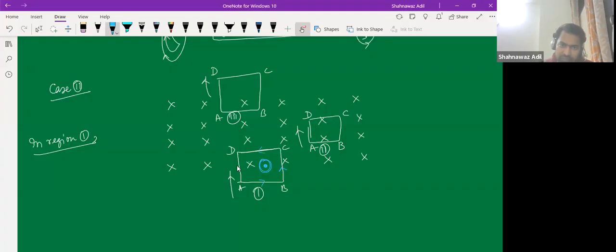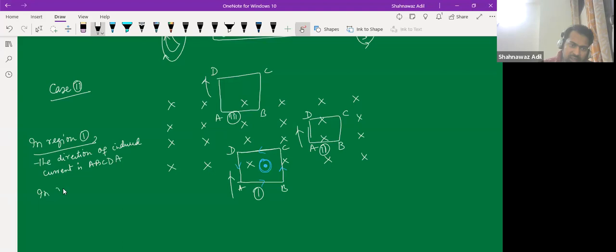The magnetic field is coming outside, so the direction of the current should be this. And this should be the direction so that the magnetic field is coming outside. If I curl my finger in this direction, then the magnetic field would be outwards, right? So this would be the direction of the induced current. So the direction of induced current is A, B, C, D, A.